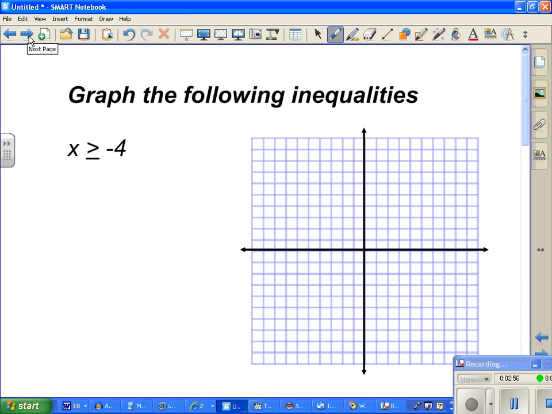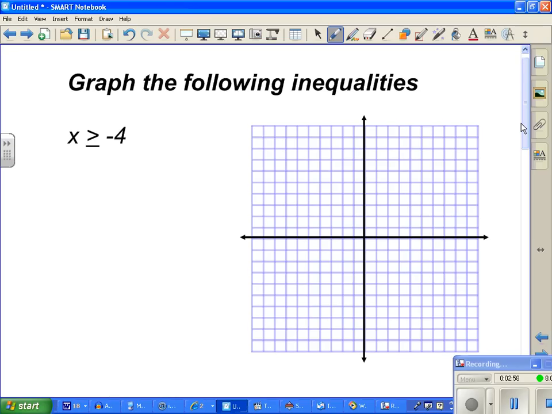Now, graphing in two variables the following inequalities. Well, here's our graphing examples. X is greater than or equal to negative 4. First off, we need to graph the line x is equal to negative 4, so we know where we stand. Just like if it was less than, we had an open dot, and if it was less than or equal to, we had a closed dot, if it's less than, we have a dotted line. If it's less than or equal to, we have a solid line when we graph it.